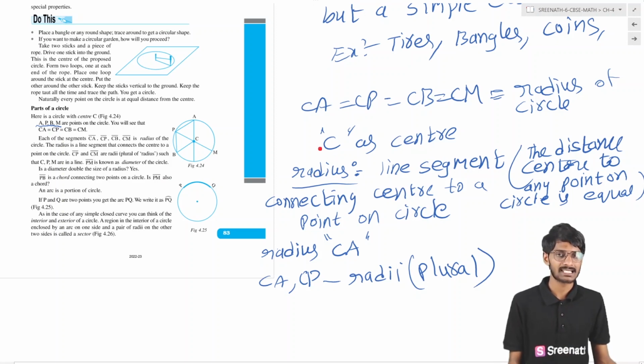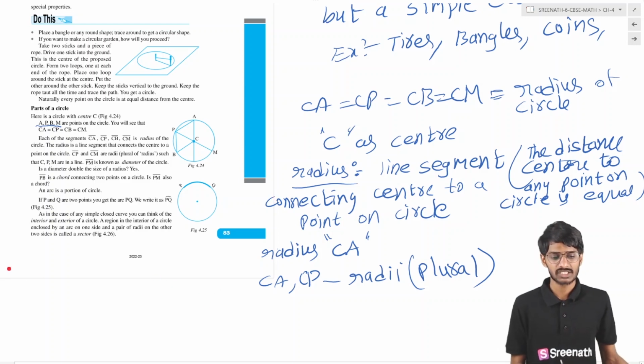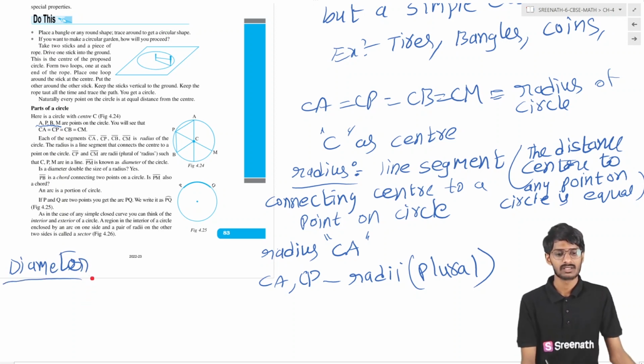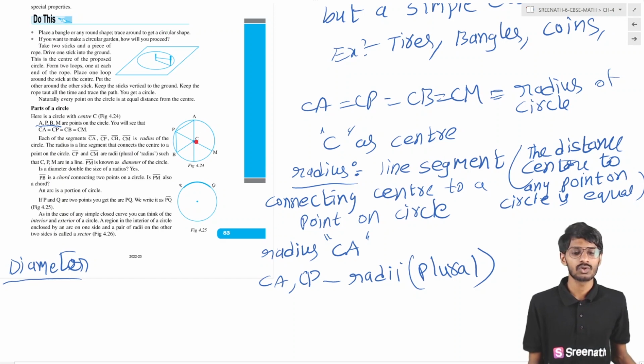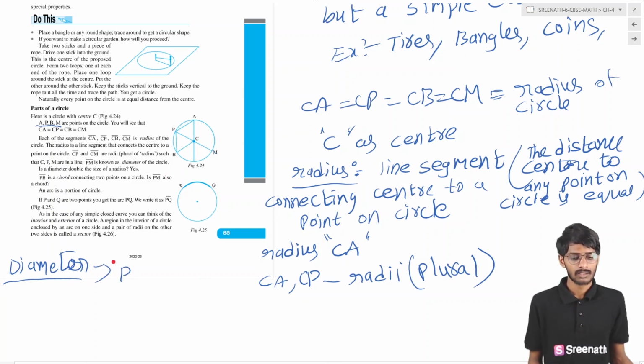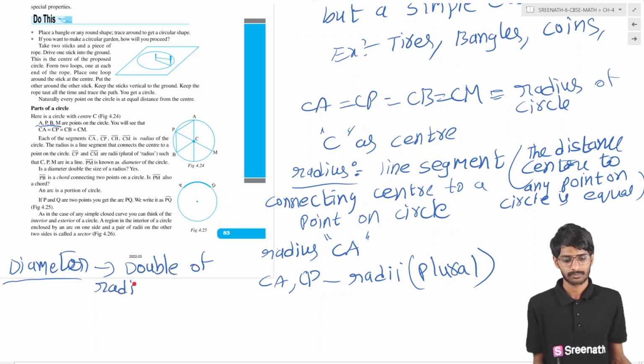So we know what the center of the circle is, which is the center point, and we know what the radius of the circle is. Next thing is about the diameter. So what is the diameter, students? Diameter of the circle. So basically, C to P is radius, C to M is also radius. From P to M, what is it? It is a diagonal. So diameter is double the radius.